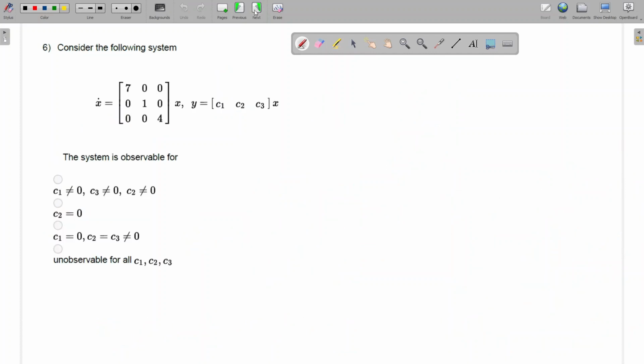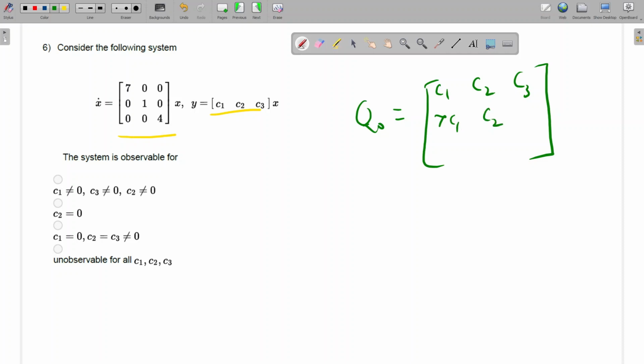Okay, so here also, same thing, we have to check the observability. The C matrix is given, the A matrix is given. So same thing: C, CA and CA square. So QO is equal to C. C is C1, C2 and C3, and CA will be, the first element will be 7C1, this will be C2, and this will be 4C3, and the third row will be CA square.